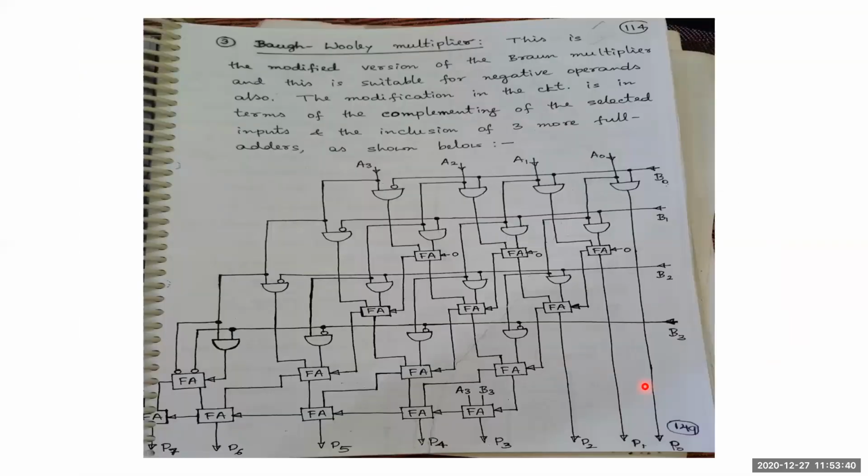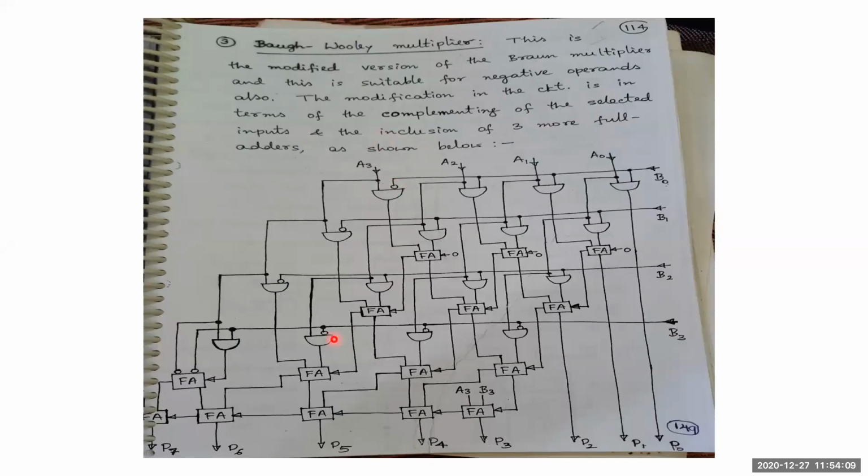So see now, the Baugh-Wooley multiplier. It's a modified version of the Braun multiplier, which is suitable for negative operands. We can use both positive and negative operands. The major difference is the modification in the circuit, in terms of complementing of the selected inputs and the inclusion of 3 more adders.